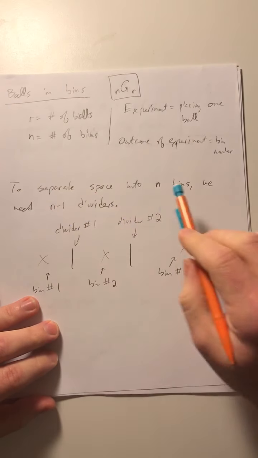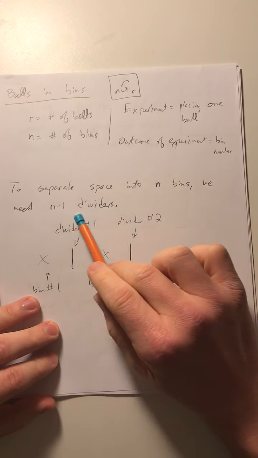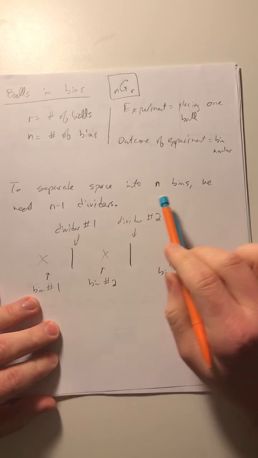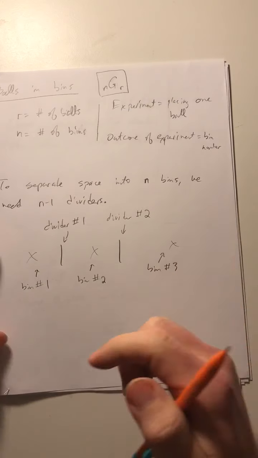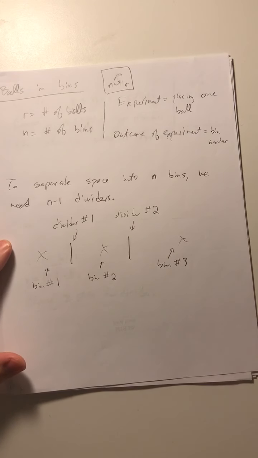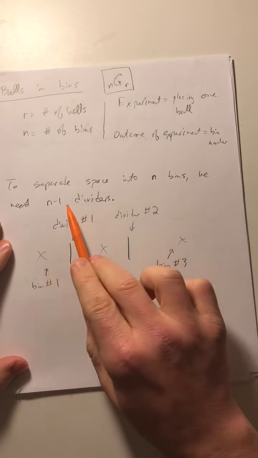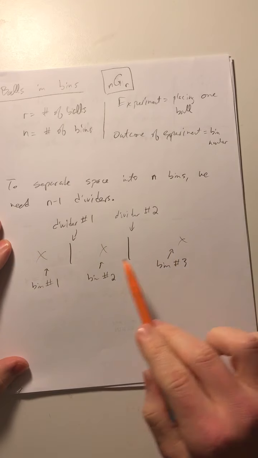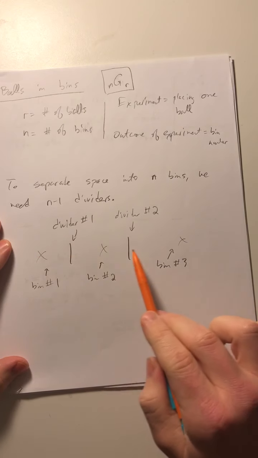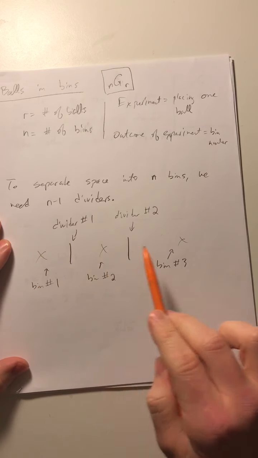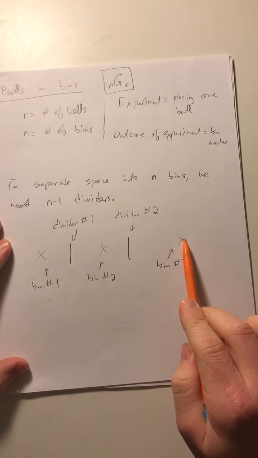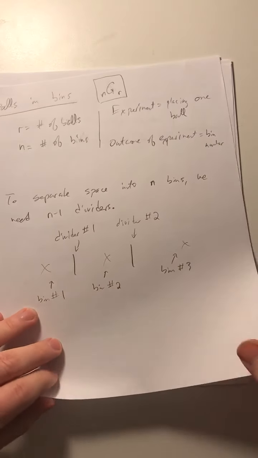So instead of thinking about balls and bins, I'm going to think about balls and dividers. Okay? So if I have n bins, I can take space and separate it into n bins by placing down n minus 1 dividers. Right? So if I want to separate space into 3 bins, I'm going to put down a divider between 1 and 2 and a second divider between 2 and 3. So with 2 dividers, I've created 3 separate regions, right? 3 separate bins here. Okay.